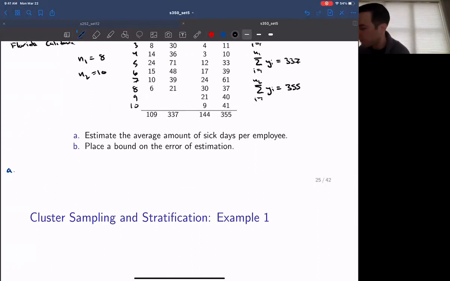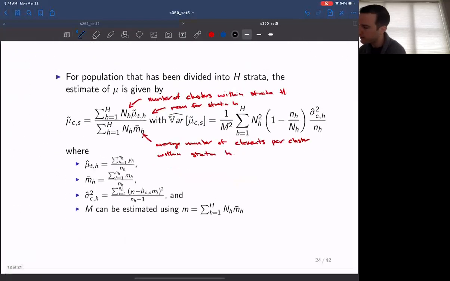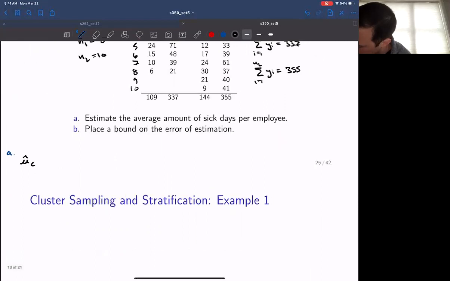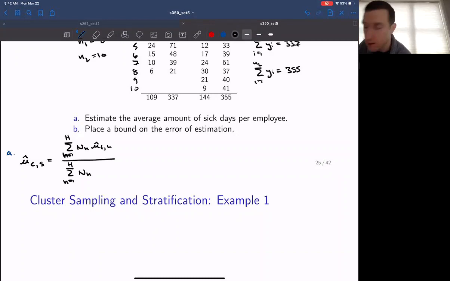So we're going to have mu hat C, what did I call it? C comma S? Yeah, mu hat C comma S is equal to the sum from H equals 1 to capital H of capital NH multiplied by mu hat TH divided by the sum from H equals 1 to capital H of NH multiplied by M bar H.